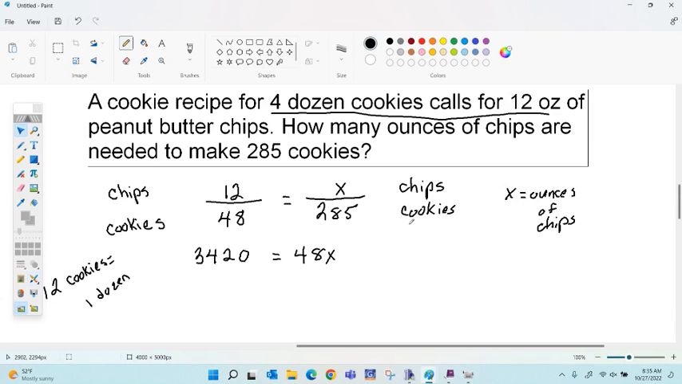All right, so just to reiterate, 12 ounces of chips go with 48 cookies, just like X ounces of chips go with 285 cookies. So we can cross multiply. And then what's our next step? Dividing. Divide by 48.